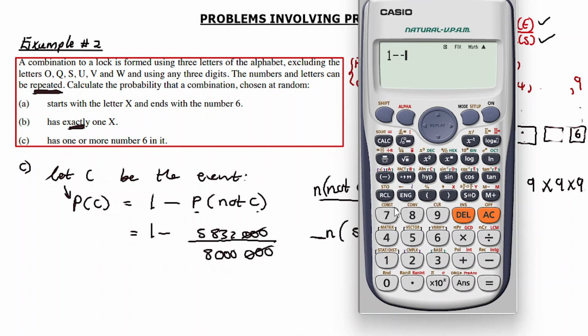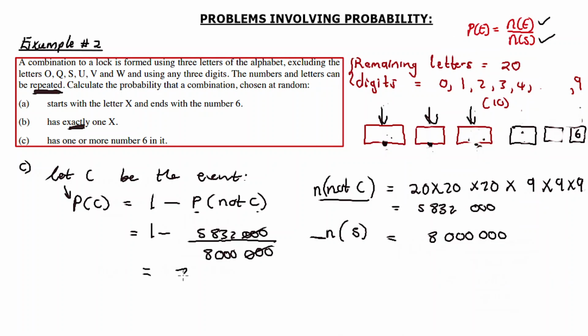Now, 1 minus 5832 divided by 8,000. So this is our answer. Now I answer it as 271 divided by 1,000.